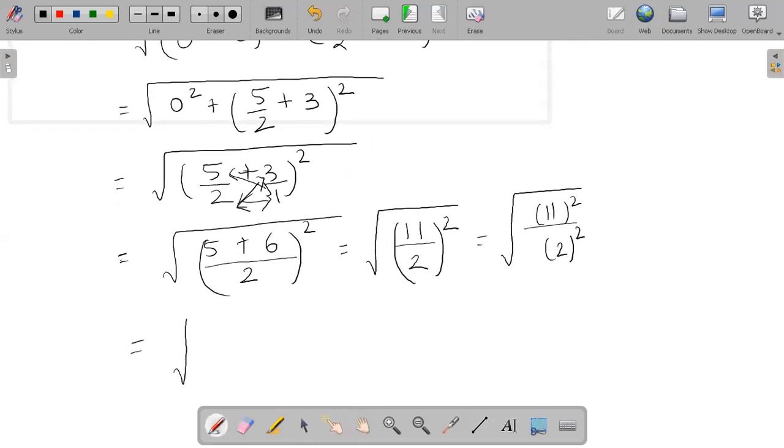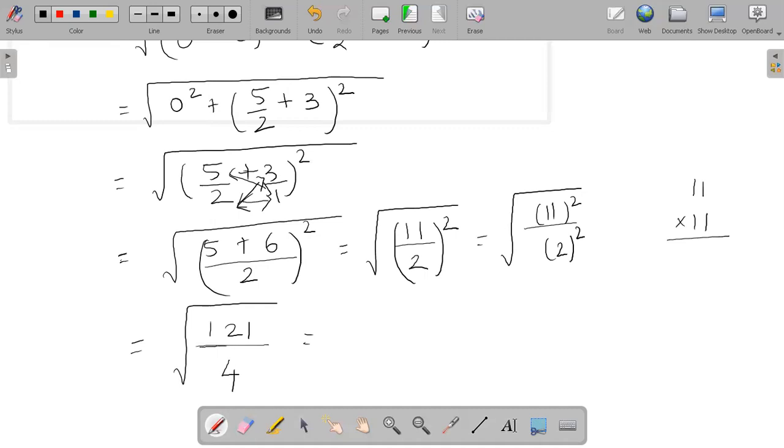What is the square of 11? 11 multiplied by 11, so it's 121, correct. And what is the square of 2? 4. Now in this step, we can separate the root for the numerator and the denominator.